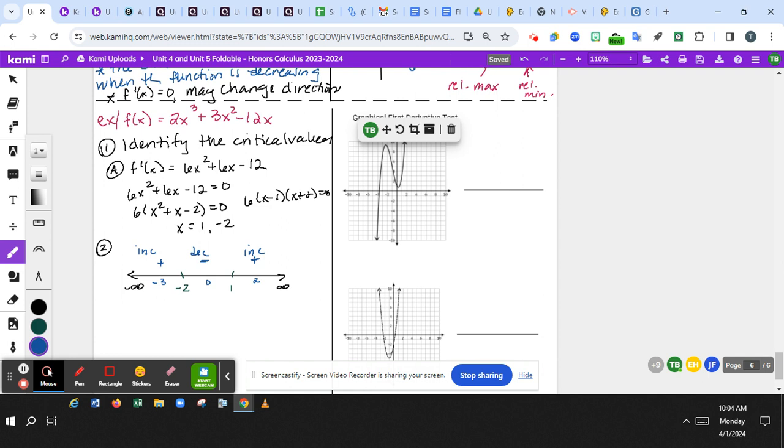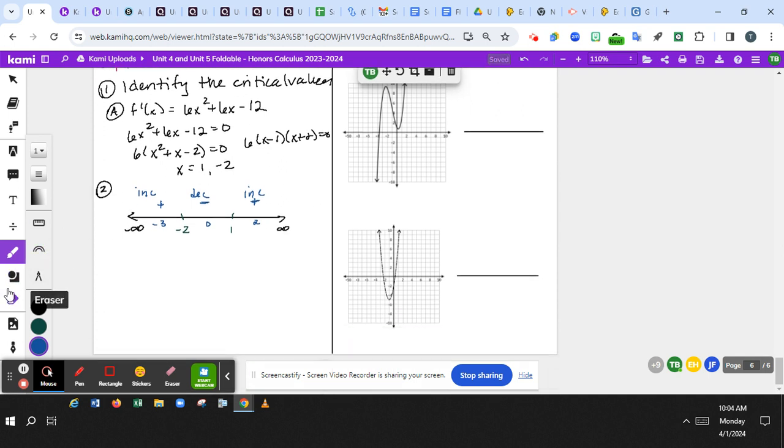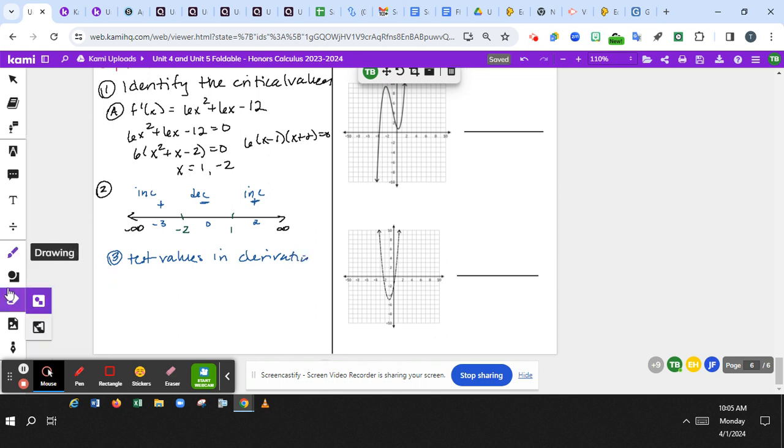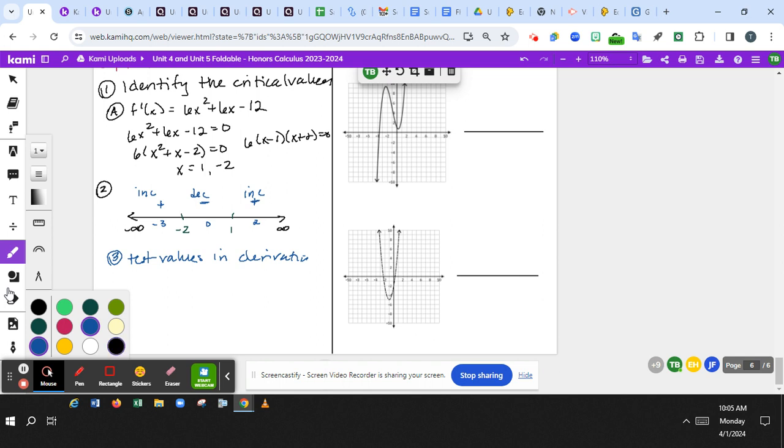Okay. So next up, we needed to test the values in the derivative, which we did. So I'm going to write down that step. Now I'm going to write down that step. And we're going to use those values to figure out what is going on. Why does it keep doing that to me? It's just destined for me to use any color but black, apparently.